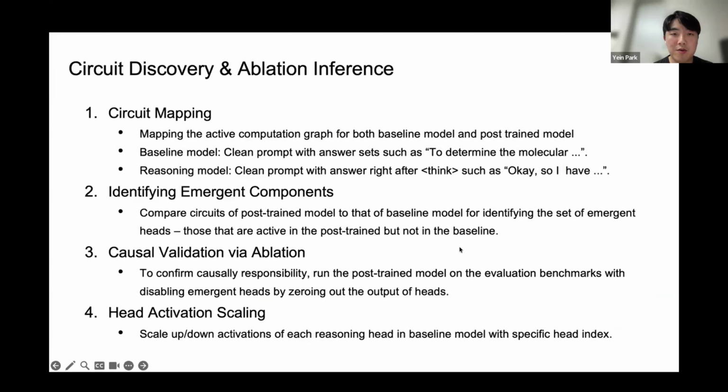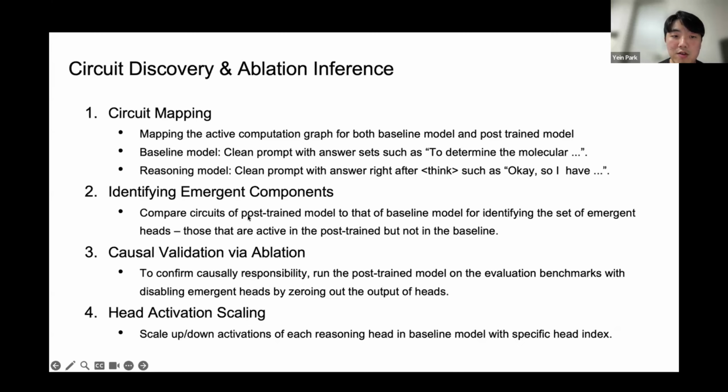And the four main components of my methodology are here. The first one is circuit mapping, where we map the activation computation graph for both the baseline model and the post-trained model. For the baseline model, we use a clean prompt, which is a target prompt for constructing circuits, taken from a sample of the answer from the baseline models. Vice versa, for reasoning models, we use a clean prompt, which is a target prompt starting right after think, already sampled from these reasoning models.